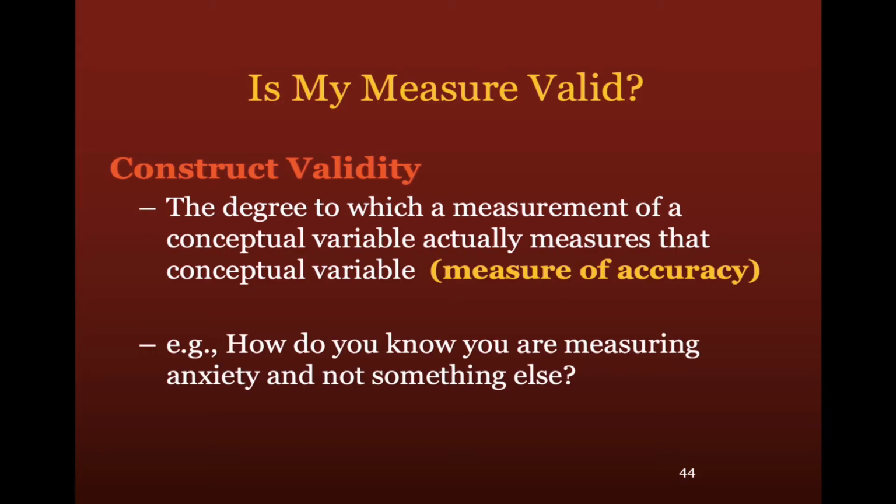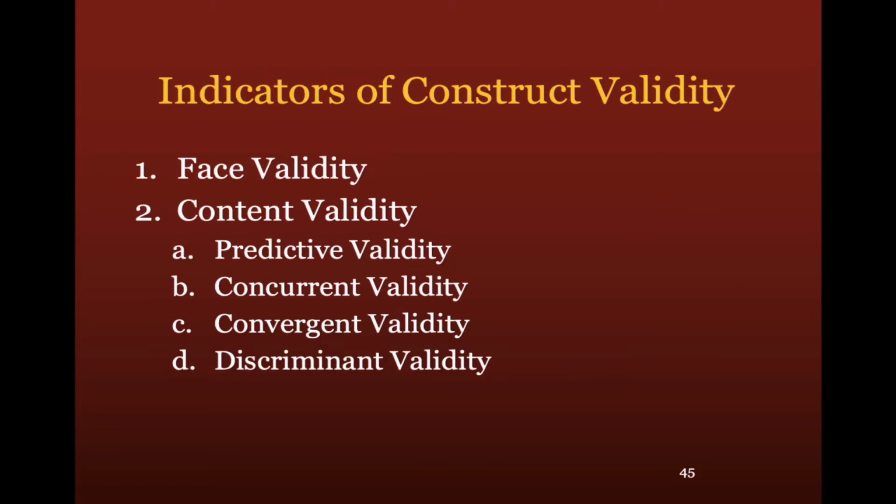So construct validity is the degree to which a measure of a conceptual variable actually measures that conceptual variable, right? So if I'm trying to measure anxiety and I have an anxiety measure, I want to make sure that it's measuring anxiety and not something else, right? And there are various types of construct validity, but I'm going to end up talking about two broad types, face validity and content validity. And within content validity, there are predictive validity, concurrent validity, convergent validity, and discriminant validity. They're all kind of similar, but you're going to need to be able to distinguish between them for the exam.